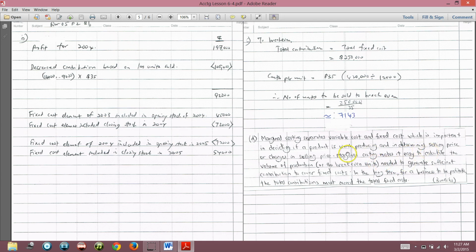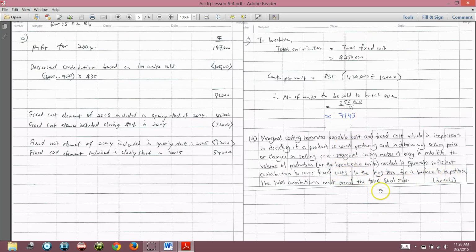Also, in determining selling price or changes in selling price, the fixed cost for the whole factory is fixed. So the determination of a selling price, or changes in selling price, should largely take into consideration the variable cost. Marginal costing makes it easier to calculate the volume of production or break-even units, like this one, needed to generate sufficient contribution to cover the fixed cost. So marginal costing makes it easier to calculate the break-even.